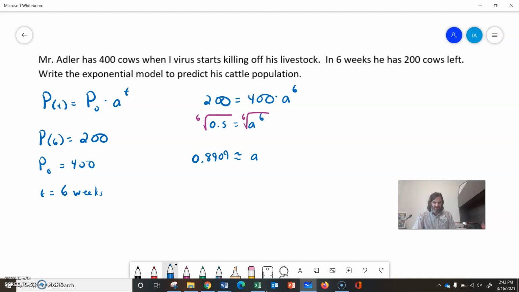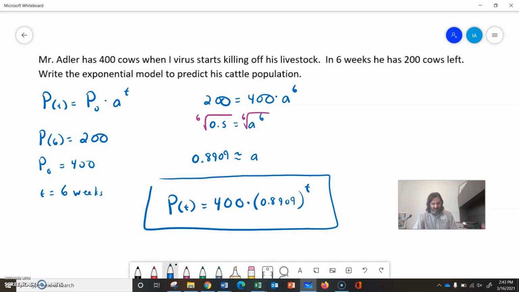So the function that I want will be P of t, meaning I can pick how many weeks in I want to go, equals 400 times 0.8909 to the t. So I can plug in t for a number of weeks, and I will get an output as far as number of cows that are left. And remember that if this little a, this rate, is less than 1, then it's a decay, meaning we're going to have less and less cows left over time.